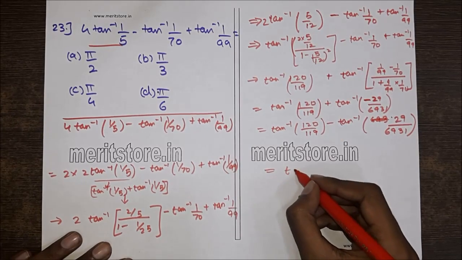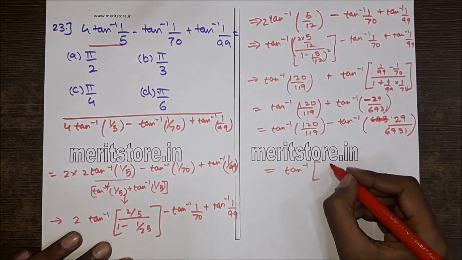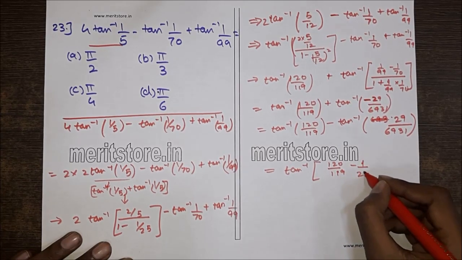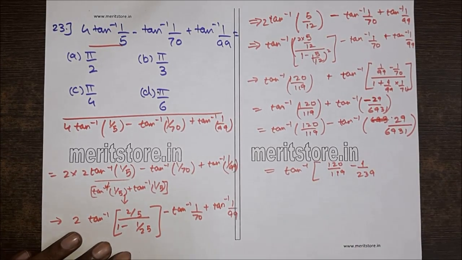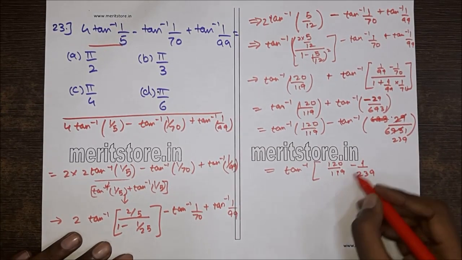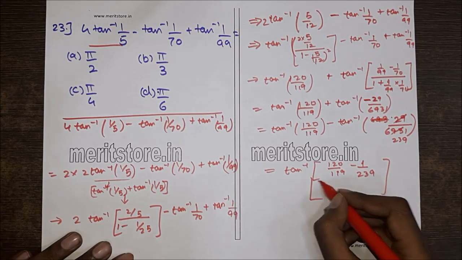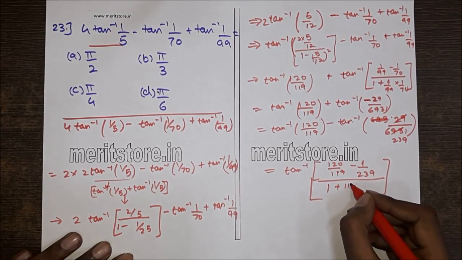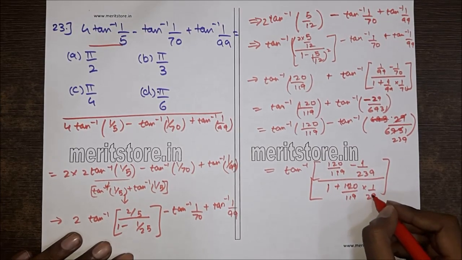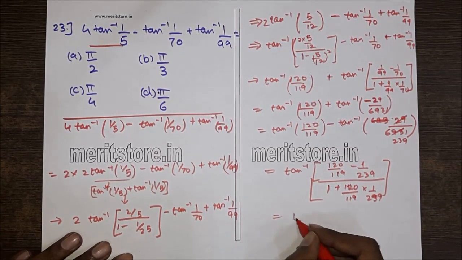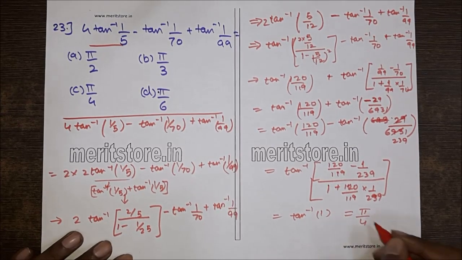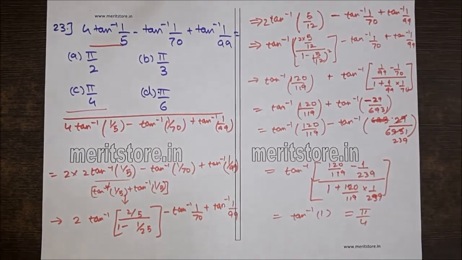Again we apply the formula. Tan inverse of 120 by 119 minus 1 upon 239. This is 1 upon 239, divided by 1 plus 120 upon 119 into 1 upon 239. So this turns out to be tan inverse of 1, which is pi by 4. So the answer is C, pi by 4.